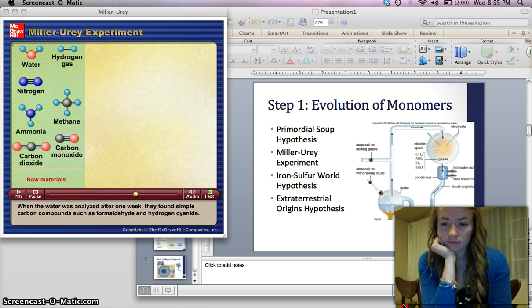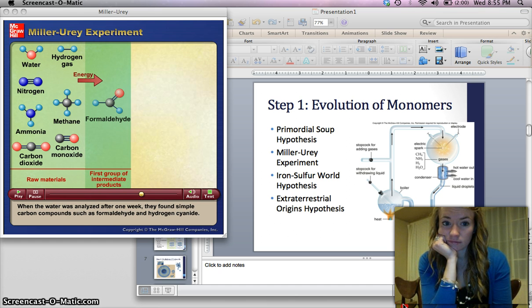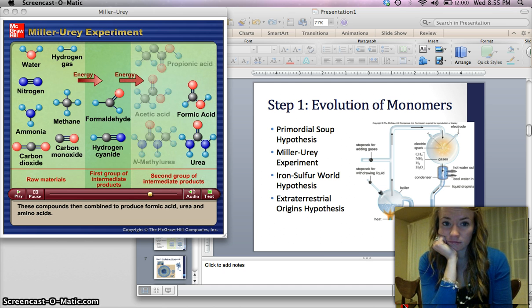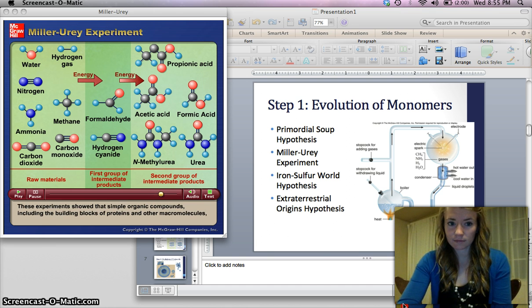When the water was analyzed after 1 week, they found simple carbon compounds such as formaldehyde and hydrogen cyanide. These compounds then combined to produce formic acid, urea, and amino acids. In similar experiments carried out over the next several years, various organic compounds have been synthesized. These experiments showed that simple organic compounds, including the building blocks of proteins and other macromolecules, could be formed from gases present in the primitive atmosphere with the input of electrical energy.